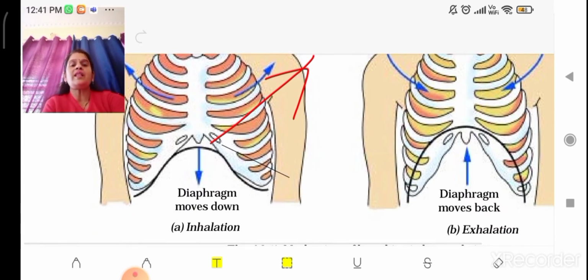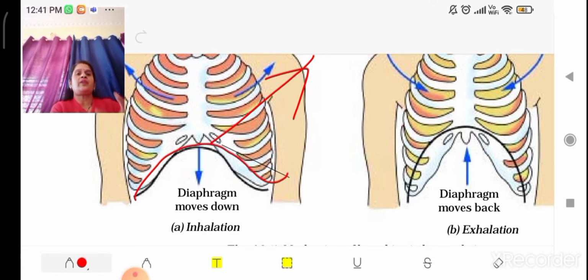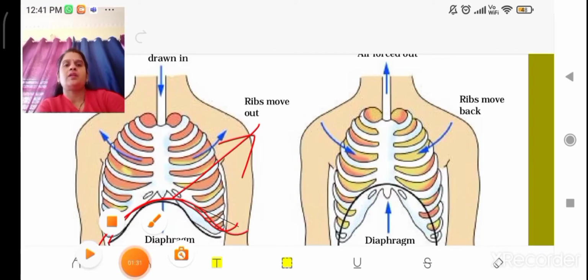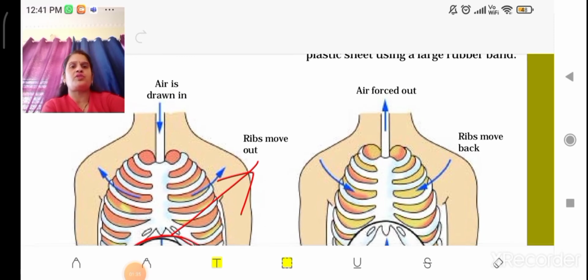Not only this, even our diaphragm moves downward when we breathe in. You can see the diaphragm moves downward during the inhalation process. Just the opposite process takes place when we breathe out. When we breathe out, what happens? Air is forced outside.